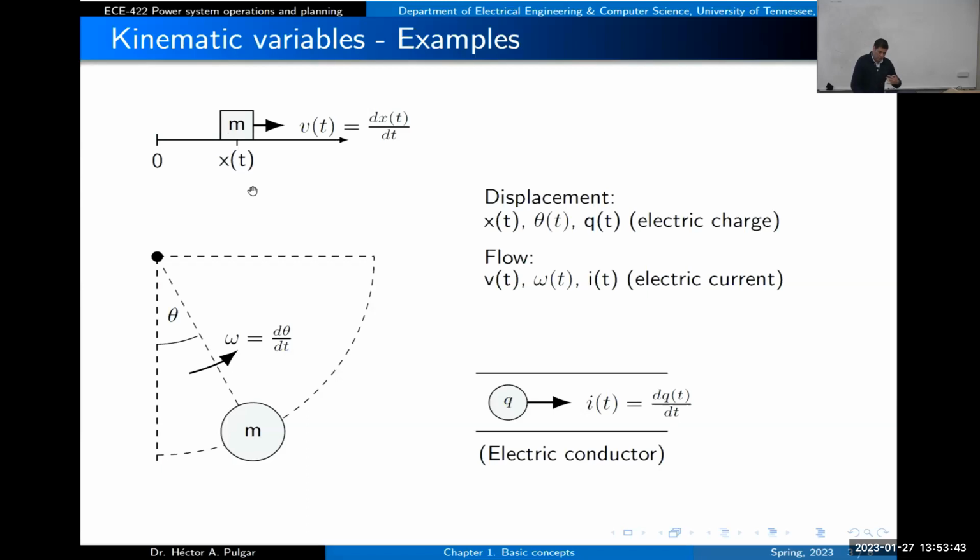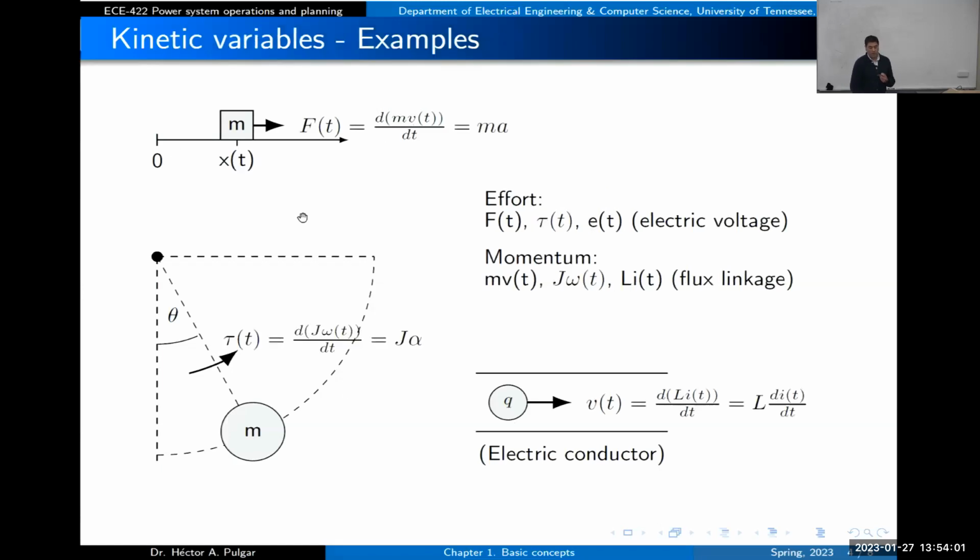For the translational system, I already talked about it. In the rotational system, the displacement is going to be measured with respect to the angle, with respect to a reference, and how fast it changes is going to be the flow, which is the rotational speed. For kinetic variables, as I said, you have the force as an effort for this linear translation, and the momentum is going to be mv, the linear momentum.